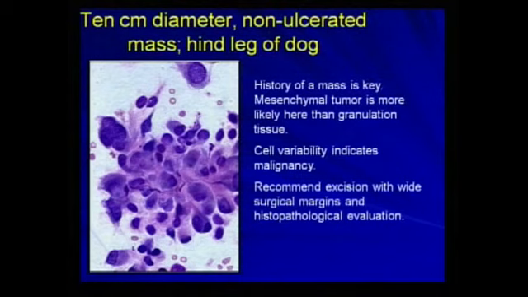Okay, we're looking at a 10 centimeter diameter, non-ulcerated mass, the hind limb of a dog. Are we going to worry about granulation tissue? Probably not, because we're using that history. Okay, it'd be very unlikely for a dog to have a 10 centimeter diameter, non-ulcerated mass of granulation tissue. So the history is key, and when you look at these cells, you can still see tails. Here's another tail here. There is marked variation in cell size, and you can see that these cells are locked in some type of matrix here.